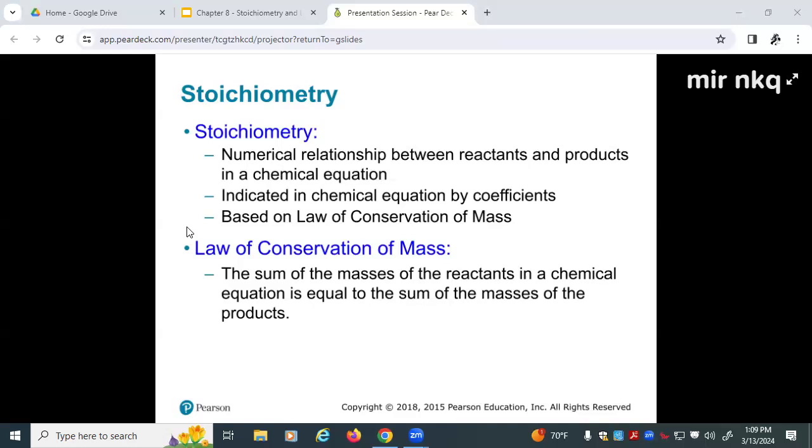Where do these numbers come from? Well, they're all rooted in the law of conservation of mass. Law of conservation of mass tells us that mass can't be created or destroyed. So what does that mean? Well, it means that the number of grams that I start with on the reactant side have to equal the number of grams I start with on the product side. All that we're going to go through here is how do I take those grams of reactant and turn them into grams of product.